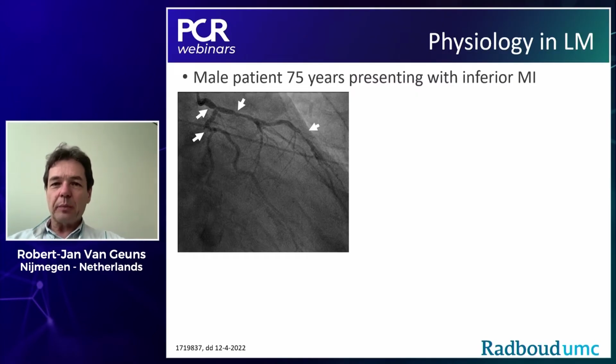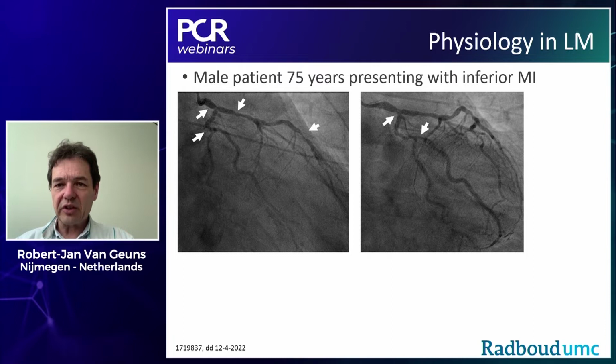So I will present a case about a 75-year-old male patient presenting with an inferior MI. I can show you the ECG, but I think that you will believe me that he has an inferior MI. We started showing some images of the left coronary artery system, and you can see there is a potential left main disease, mid-LAD disease, and then some distal LAD disease.